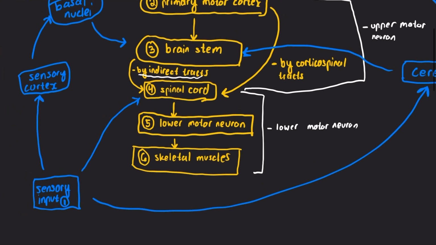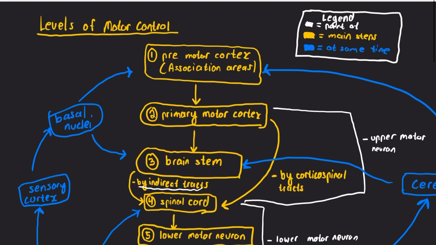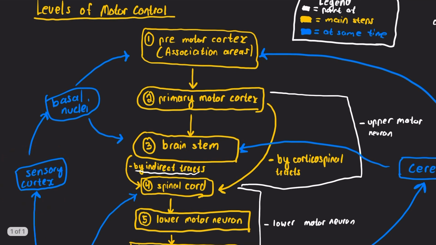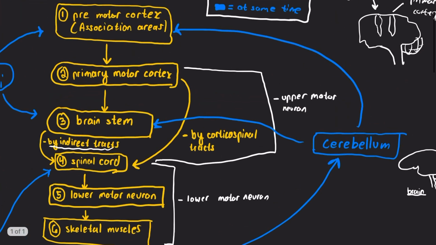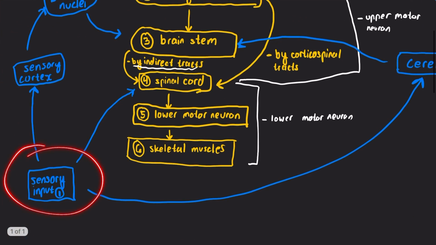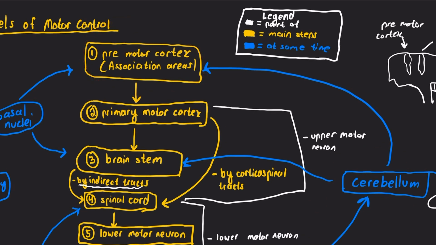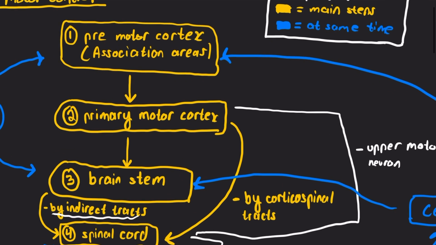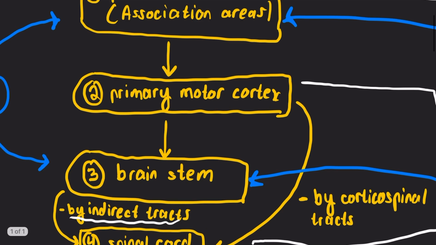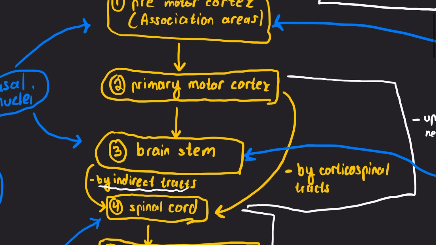So let's say the sensory input was sent to the sensory cortex, to the basal nuclei, to the premotor, or it is sent from the sensory input to the cerebellum to the premotor. So that sensory input is sent to the premotor cortex. After that, sensory information will then be synapsed onto our primary motor cortex.